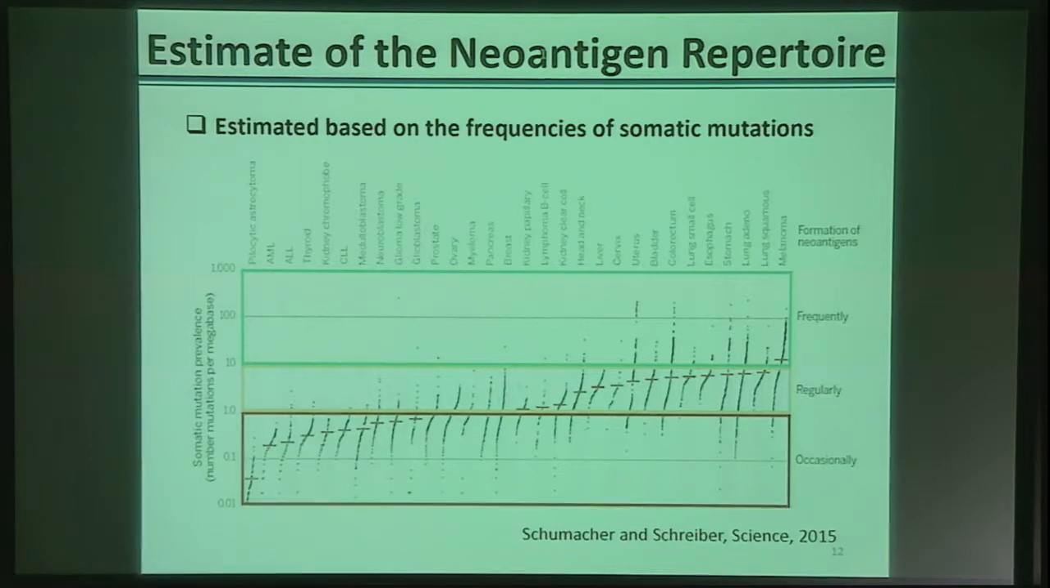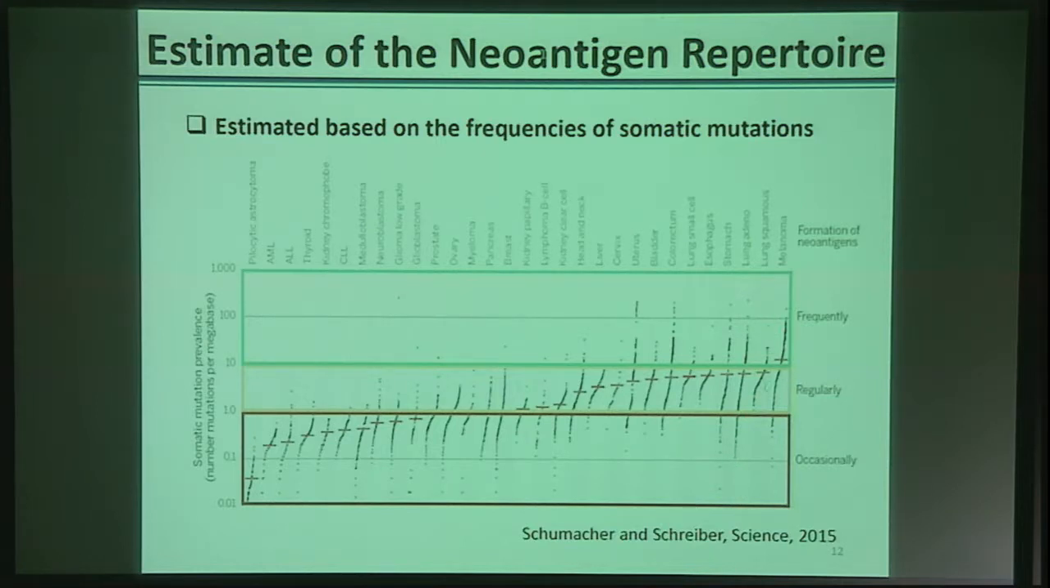Because I mentioned that the neoantigen comes from somatic mutations, you might imagine that when a cancer type has a much higher somatic mutation burden, it must have a much larger neoantigen repertoire. Shown here is an estimation of the neoantigen repertoire from the TCGA data set, The Cancer Genome Atlas data set. On the y-axis is the somatic mutation burden per million base pairs, and on the x-axis are different cancer types.